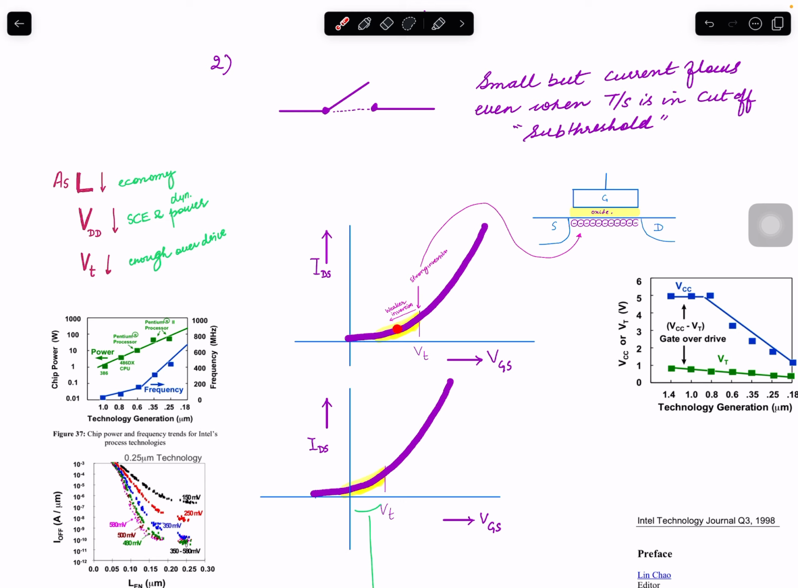Now, looking at this curve, you're probably thinking, okay, some current flows, but when I go to a gate-to-source voltage of 0, there's no current, so it's okay. What's the problem? Here is the problem. Let's look into this picture.